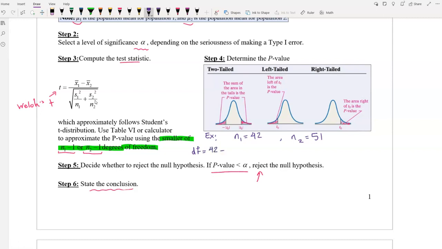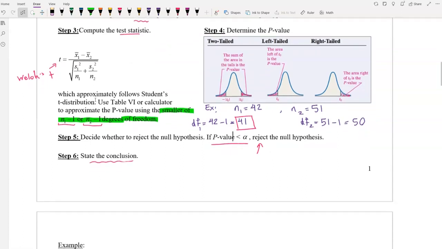Here we have 42 minus 1, it's 41. And on this part we have degree of freedom n2 minus 1, so it's 51 minus 1, which is 50. So which one is smaller? This is the smaller degree of freedom and we have to use this to find our answer.